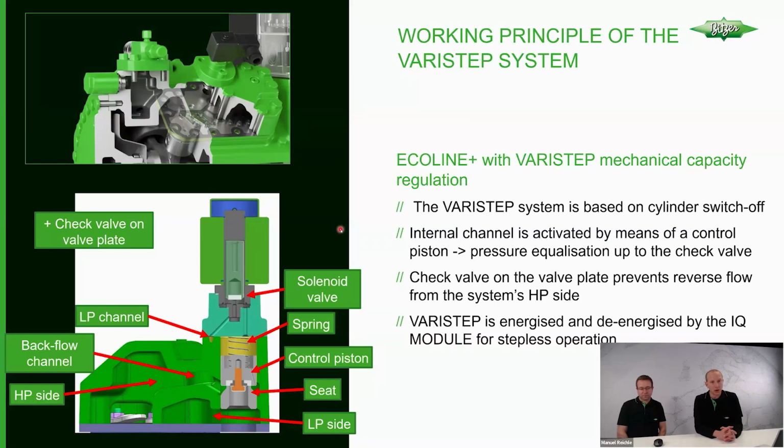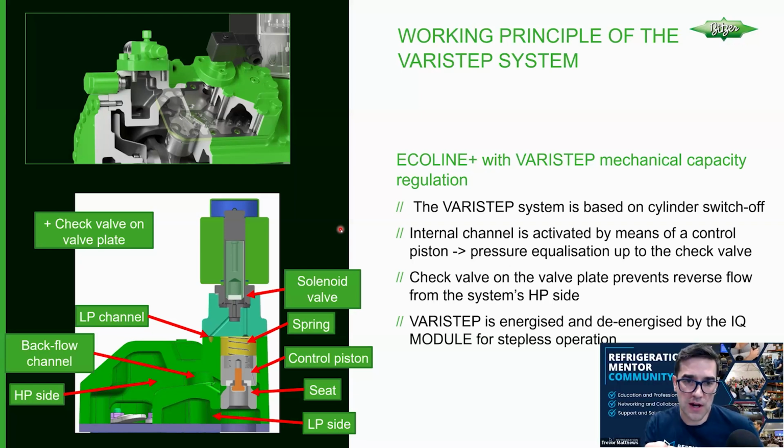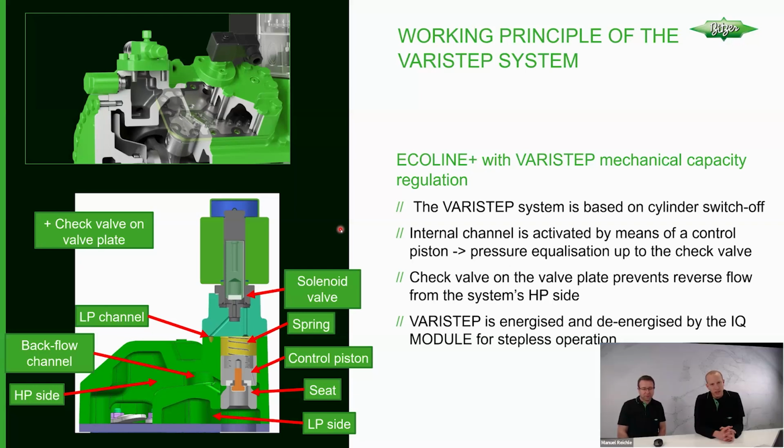And when it is unloaded, yes, please, Trevor. So when that's energized, I'm looking at, there's a little drill hole that goes up. Is that high pressure that goes in underneath that control piston and pushes it down? Exactly, the gas pressure, so the pressure differences are used to move the control piston, and that then internally connects high pressure and low pressure side, right? So that the cylinders basically no longer compress.